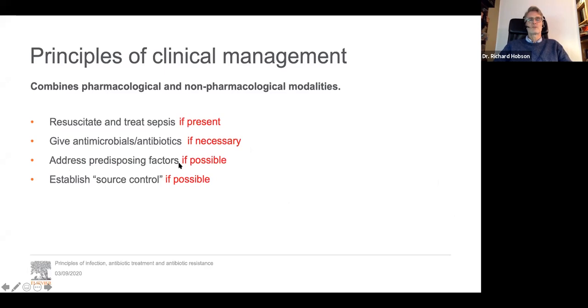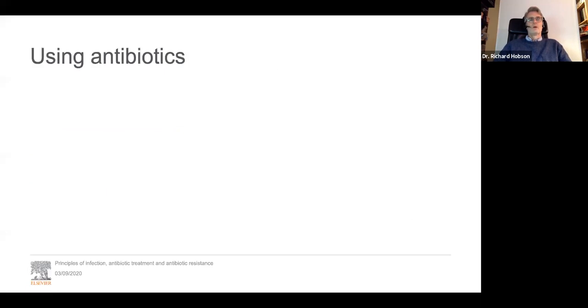Address predisposing factors if possible. Unfortunately, it's rare to be able to address predisposing factors unless they are devices, in which case establish source control if possible. And I'm really just going to mention giving antimicrobials and establishing source control. Using antibiotics, I've got this grand scheme for using antibiotics here, which I think is really important to hold in your mind whenever you're selecting antibiotics in a patient who you think has an infection.